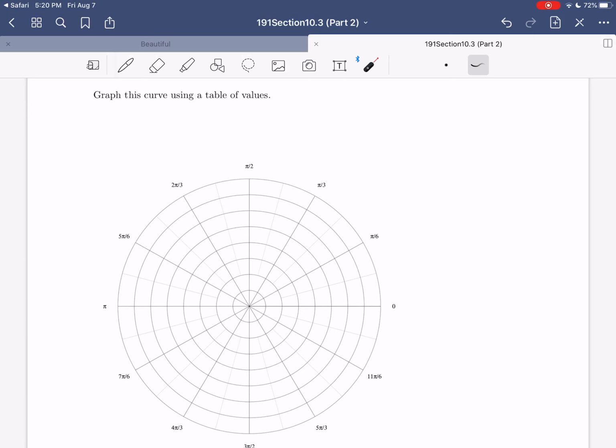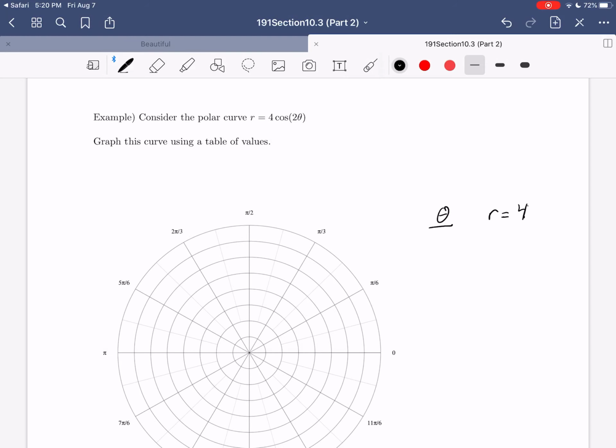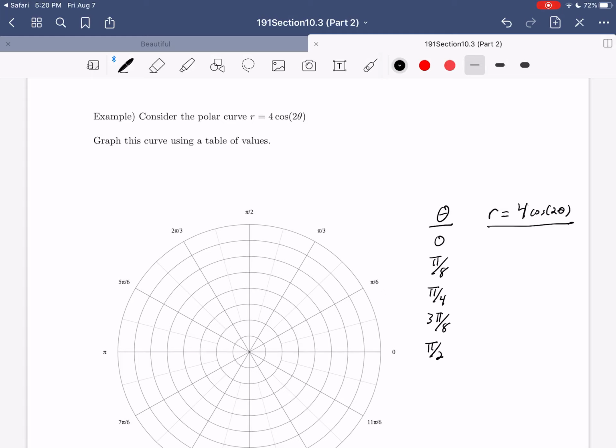We still have our axes here, so let's make a table of values just like we've been doing. There's our theta, and we have r equals 4 cosine 2 theta. We'll do values like 0, pi over 8, pi over 4, 3 pi over 8, and then pi over 2. Now you might say, I'm not super comfortable plugging in pi over 8. Remember though, when you plug in pi over 8, it's multiplied by 2, and the actual argument inside the trigonometric function is pi over 4. While we don't usually have cosine of pi over 8 or cosine of 3 pi over 8 memorized, we won't need to.